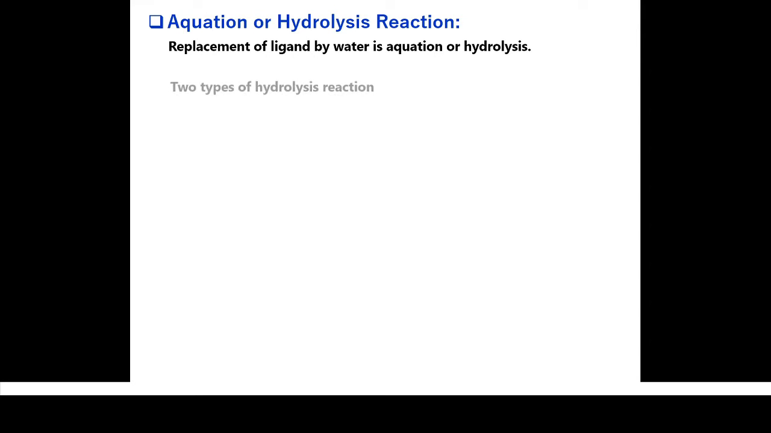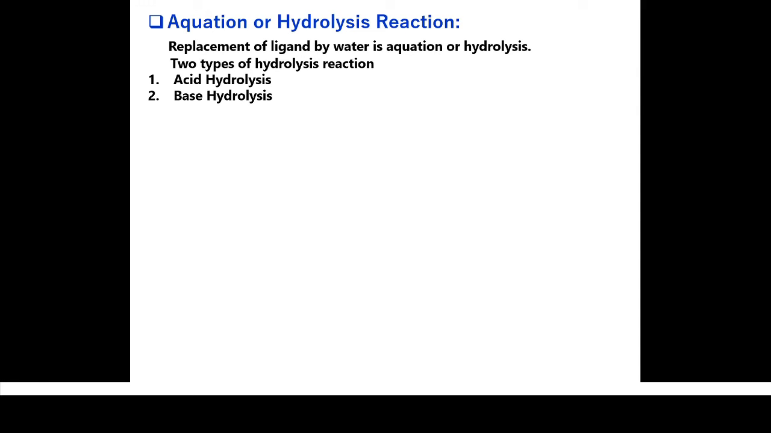Now, what is aquation or hydrolysis reaction? What do you think about aquation or hydrolysis reaction? Hydrolysis means the replacement of ligand by water is nothing but aquation or hydrolysis. Means only the replacement of ligand by water molecule is nothing but aquation or hydrolysis. But there are two types of hydrolysis reaction. First is acid hydrolysis and second is base hydrolysis.